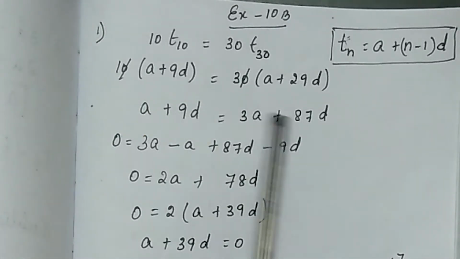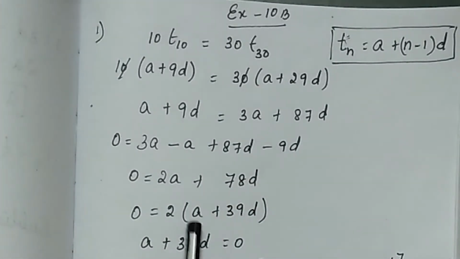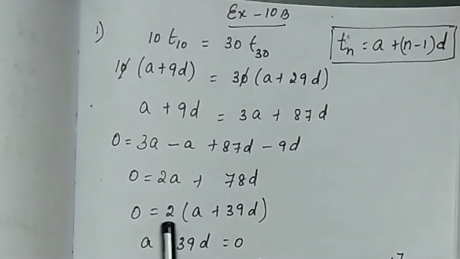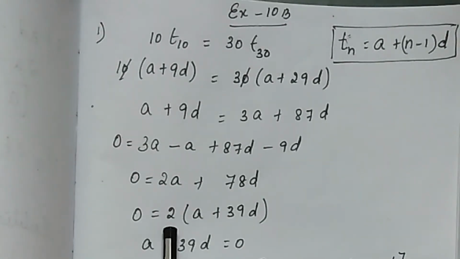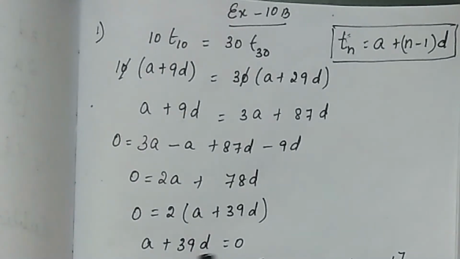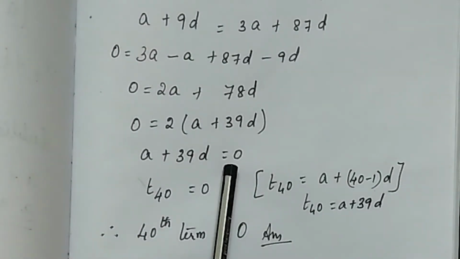Now bring everything to one side and do the subtraction. You will get 2a plus 78d. Now take out the 2 common, then you write a plus 39d into 2. Now 0 upon 2 is equal to 0, so you will get a plus 39d is equal to 0.